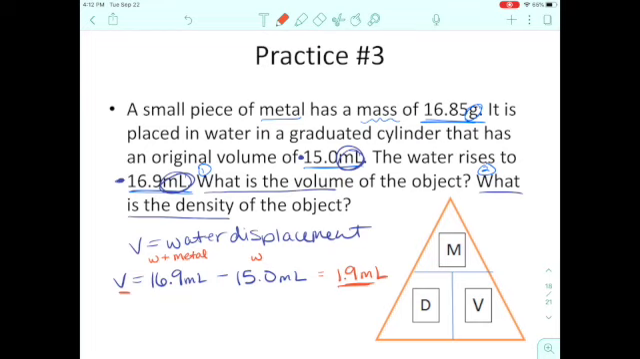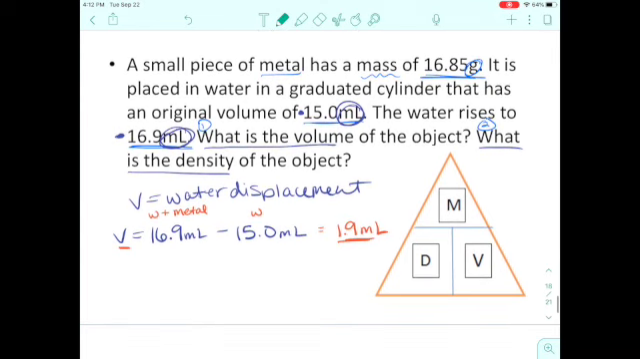That's part 1. Okay, now the next part says, what is the density? Okay, well, we're going to do mass divided by volume, cover up density. Remember, you can't use the equation triangle if you're missing more than one variable. You can only use it if you're only missing one variable. So we couldn't use that for volume. We had to use water displacement to find volume. Now we can use it to find density. So density equals mass divided by volume. This was our mass up here, 16.85 grams. So we know that's a mass. So that's going to go in for M.